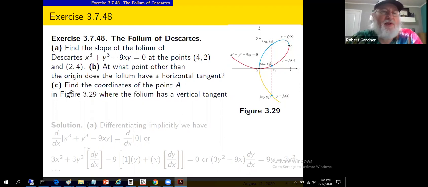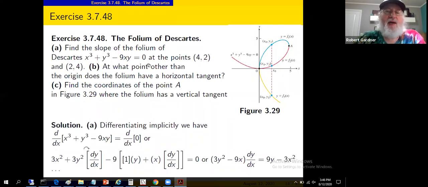And in part C, they asked for the coordinates of point A in this picture where the folium has a vertical tangent. Point A. Okay, so they're saying it's got a vertical tangent somewhere over here, and they want us to find the coordinates of that point. Okay, so they've given us a graph in the figure. First part, find the slope at particular points. Piece of cake. We'll differentiate implicitly and plug in the coordinates of those 2 points they're interested in.